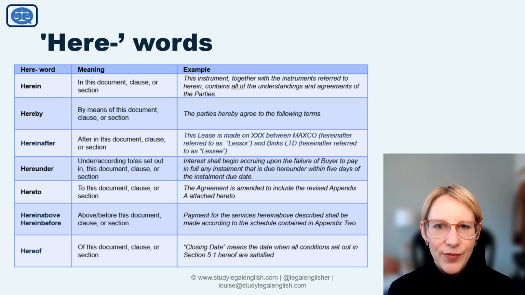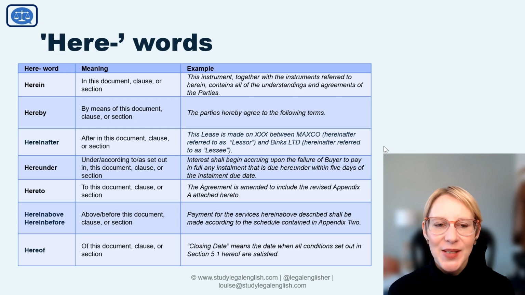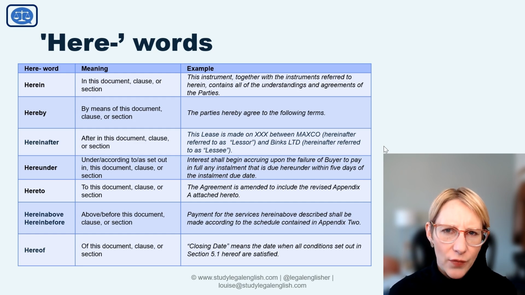Let's look specifically at some here words. Number one is herein. This means in this document, clause, or section. An example sentence is, this instrument, together with the instruments referred to herein, contains all the understandings and agreements of the parties. So herein means any instruments referred to in this document contains the understanding and the agreement of the parties.